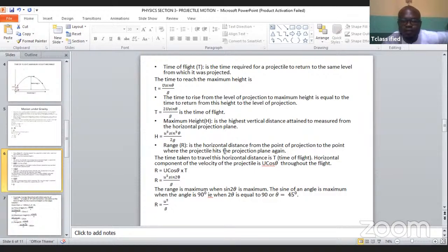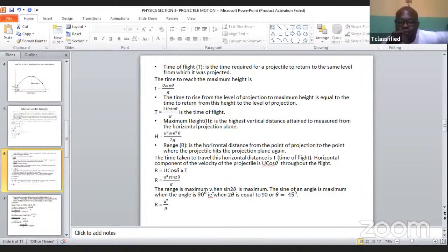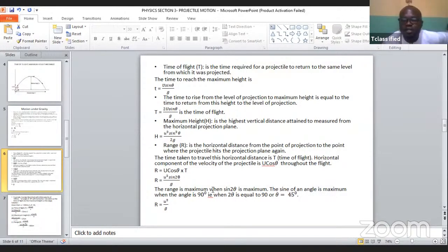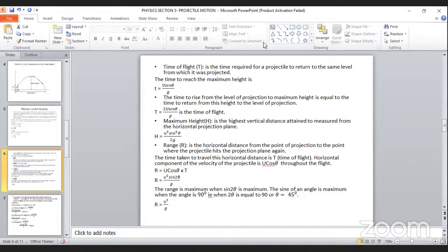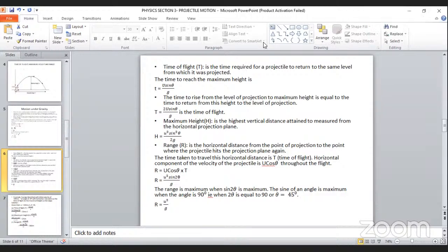Then, Choma, can you help us with the formula for range? Choma Buchi, we are waiting for you. Are you there? U square sine theta all over g. Come again. U square sine 2 theta all over g. Okay. U square sine 2 theta over g. And if it is for maximum range, it becomes U squared over g.